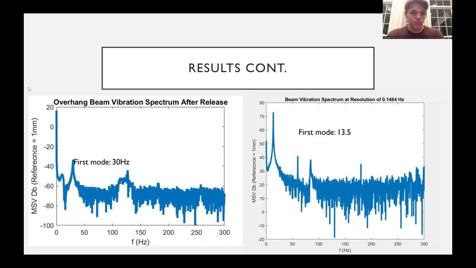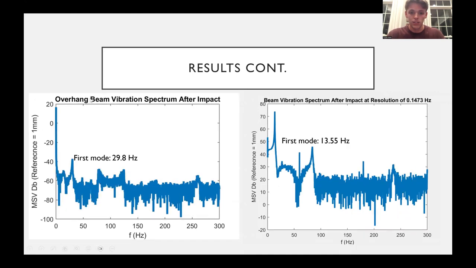So that checks out. I have a similar analysis for the impact vibrations, but the results are very, very similar.